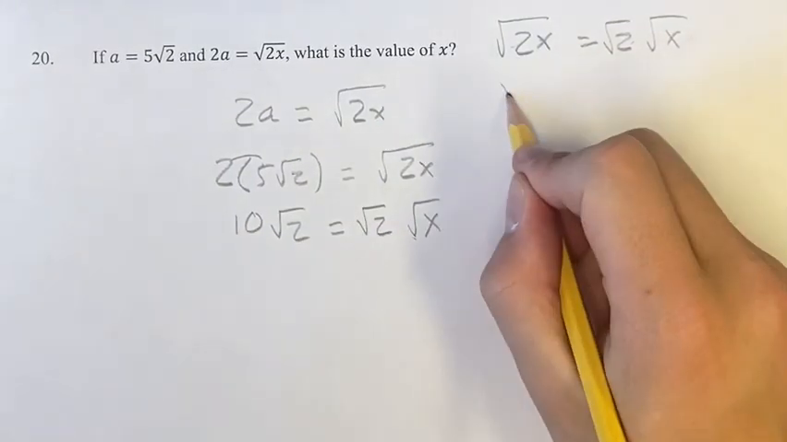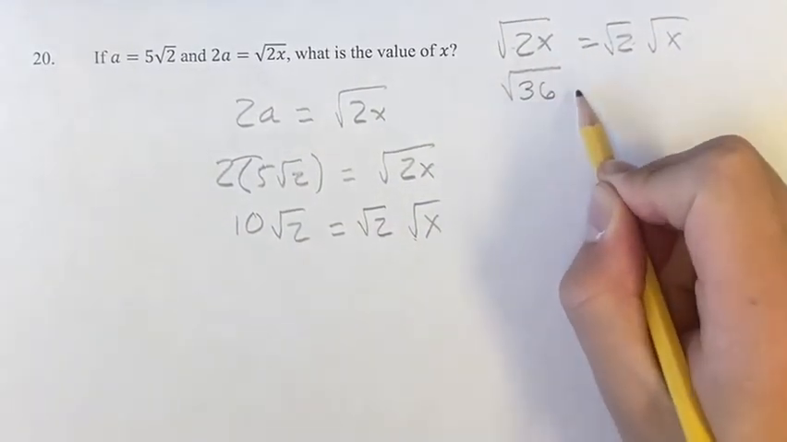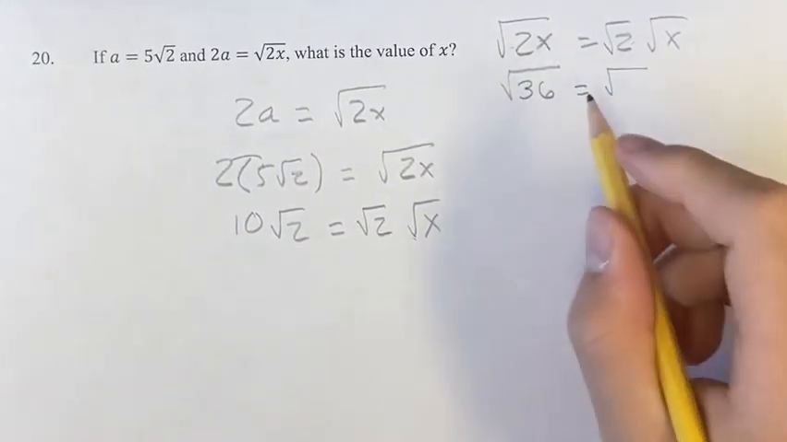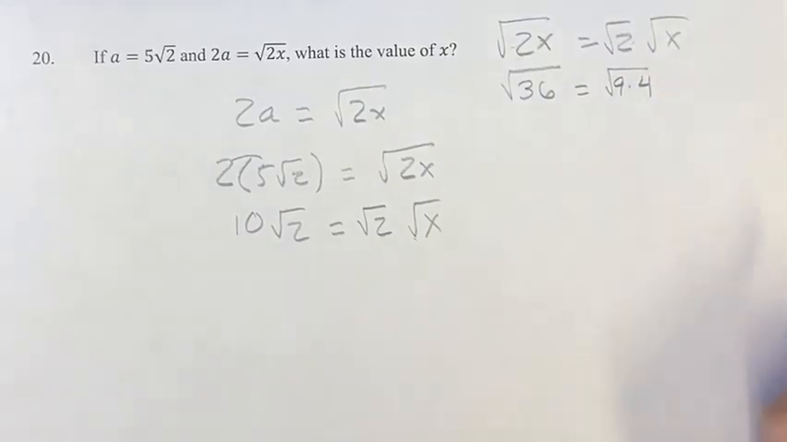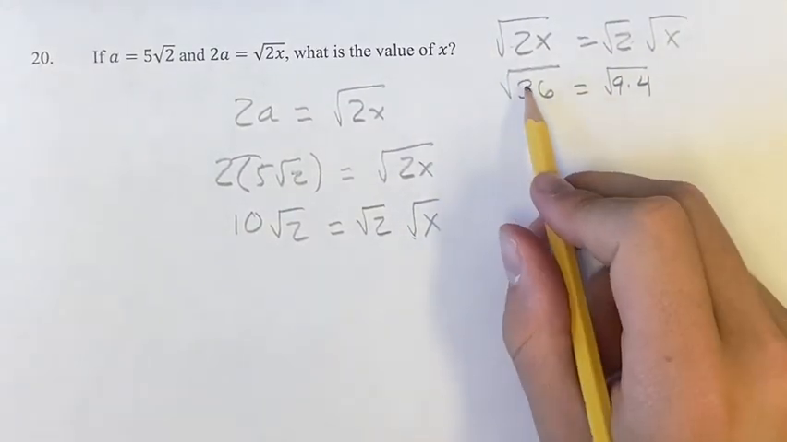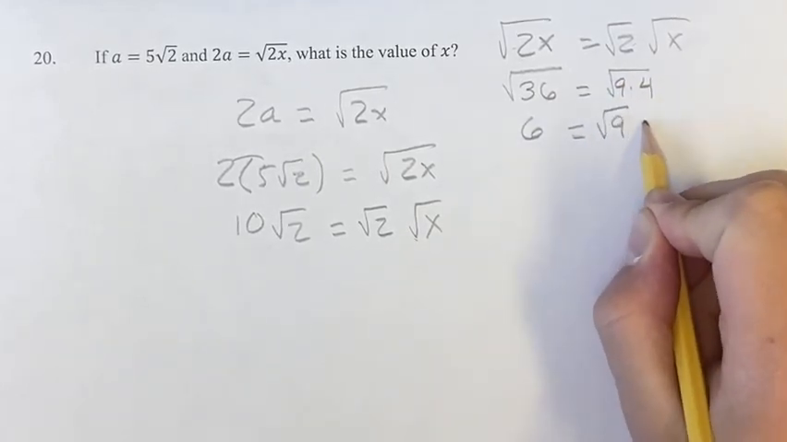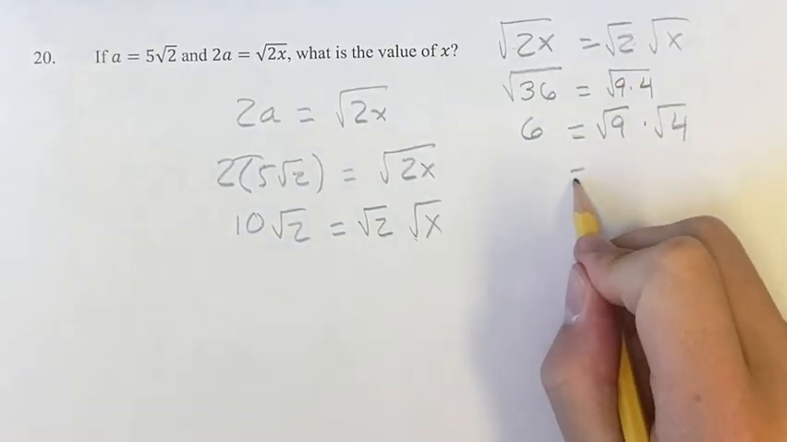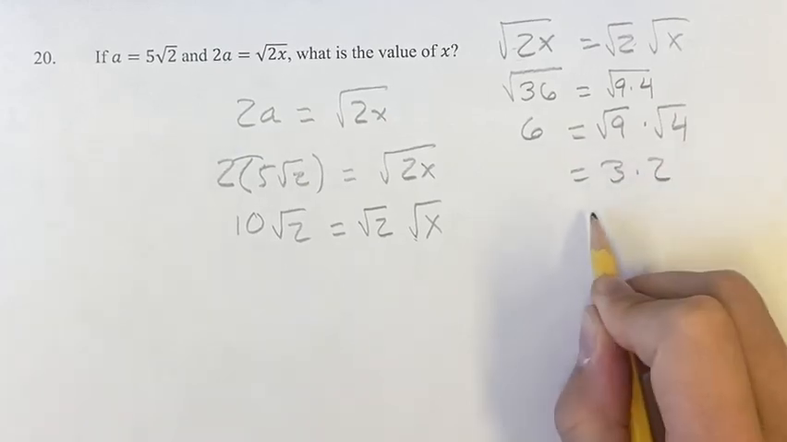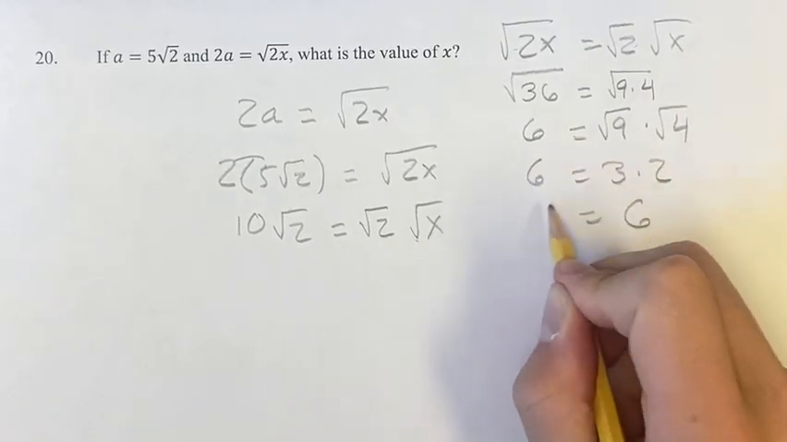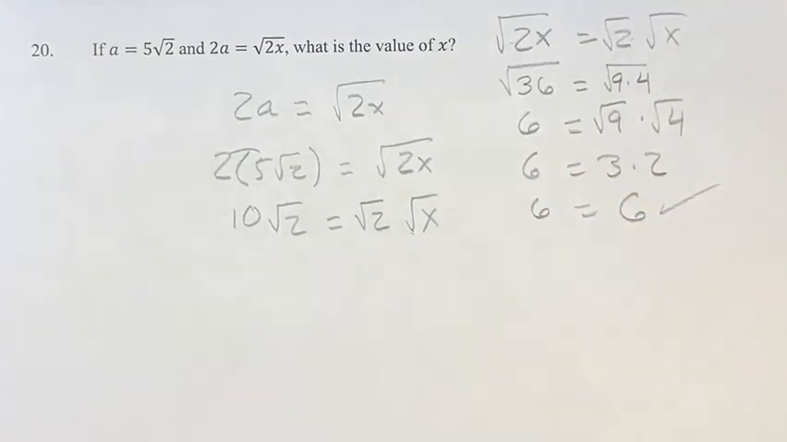If you think of this as the square root of 36 is equal to the square root of 9 times 4, well, the square root of 36 is 6, and this is equal to the square root of 9 times the square root of 4, which is equal to 3 times 2, which is equal to 6. So 6 is equal to 6. That's just one example to sort of visualize what we're getting at here.